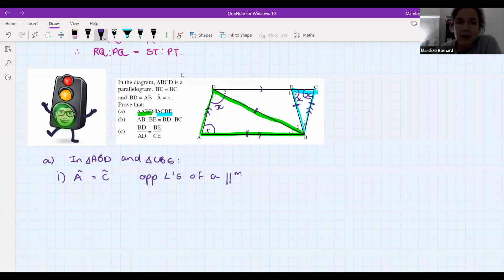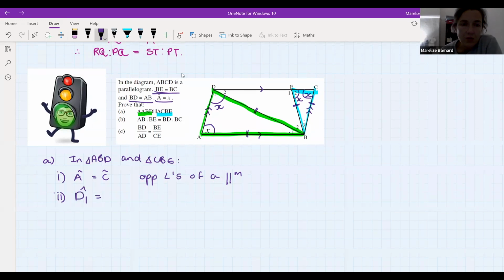DB is equal to AB because it is given. It's written here. That's why it's super important that you read what is written above. Okay, so the second thing I'm going to say is exactly that: BD is equal to AB, and that means that angle D1 is equal to angle A. So let's do that.